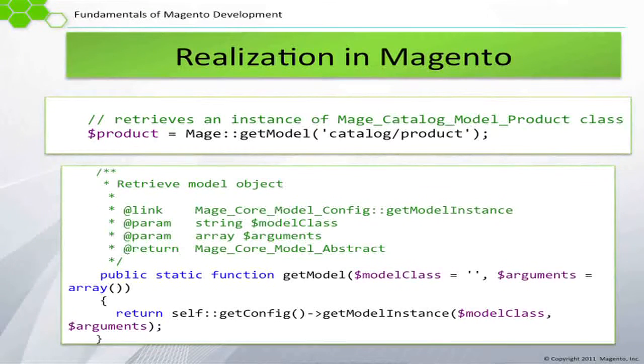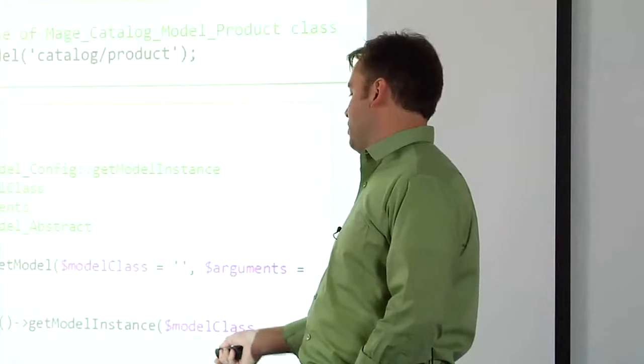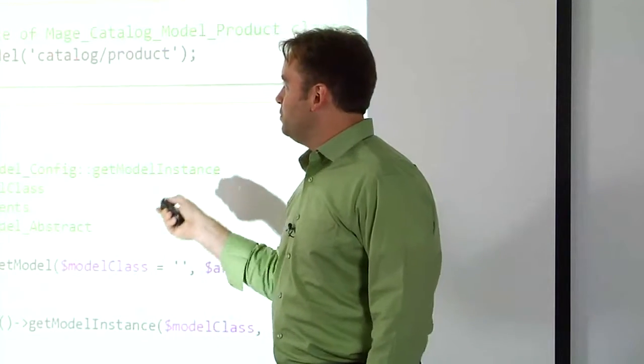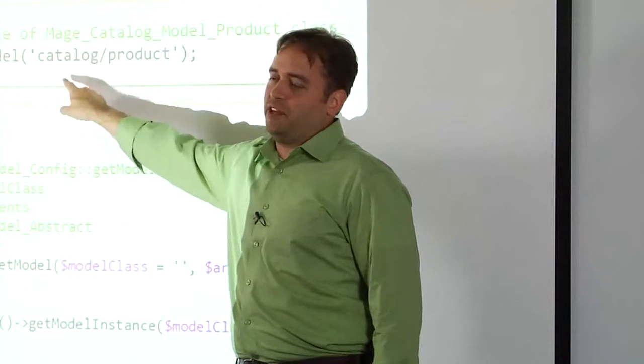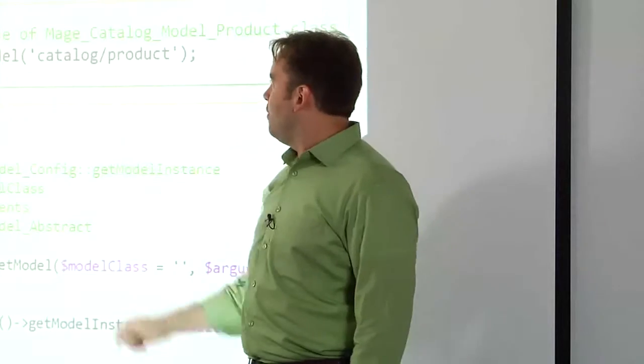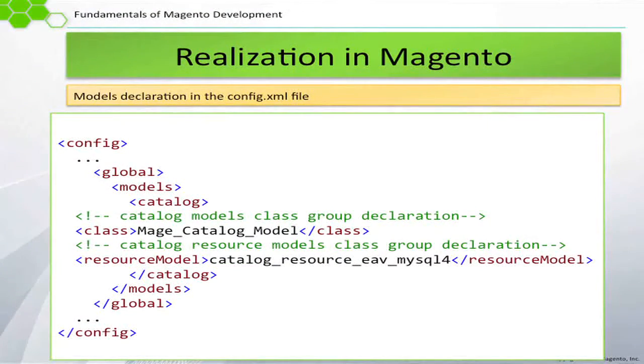If you want to leave, now's the time. There's no going back from here. Once you go down this road, you're going to start getting really excited. Mage catalog model product. This is what gets it. Here's that call to getModel, and then eventually getConfig, getModelInstance, and so on, goes through here. This is the important stuff to remember. This is configured. This is a configuration value, okay? This is it. This is everything.